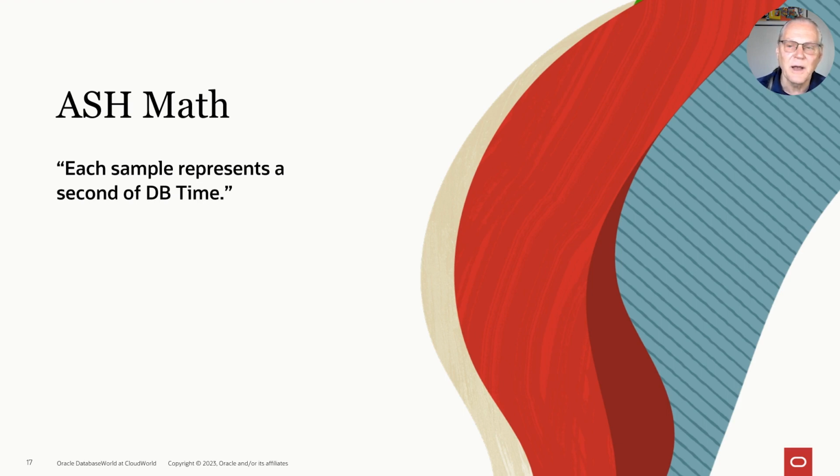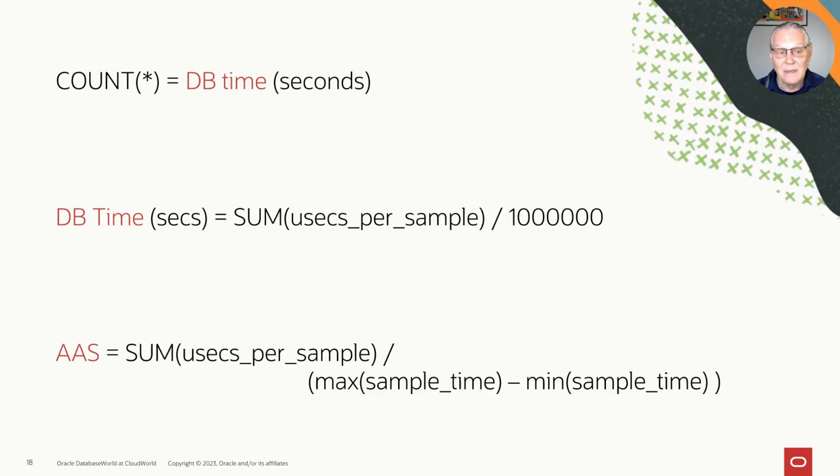So let's talk briefly about ASH math, which is really just estimating DB time by counting ASH samples, where each sample represents 1 second of DB time. Expressed in pseudocode, I often say count star equals DB time in seconds. That's ASH math, right? Count samples equated to time in seconds. Why is that? Because each sample counts for 1 second, because the ASH sampler executes every second. So every picture of the stage counts for 1 second of stage time, to use my analogy.